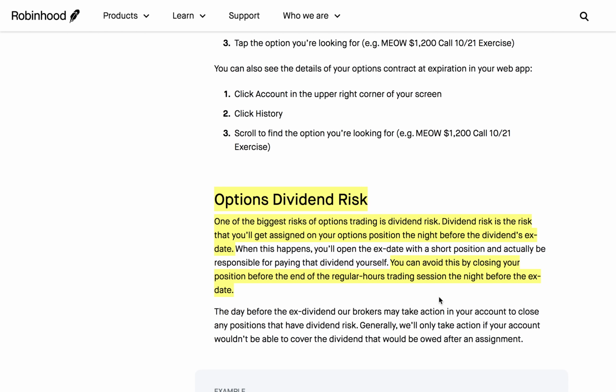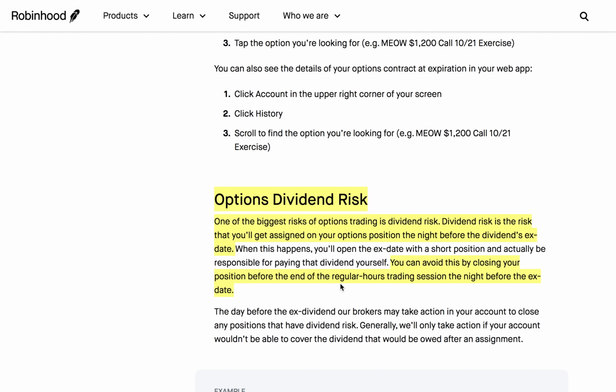Don't let it expire. Now, the other big thing, of course, and I have mentioned this in my last few videos, again, I apologize for not mentioning it in my iron butterfly video, is dividend risk, right? Options dividend risk. One of the biggest risks when trading options is dividend risk. Dividend risk is the risk that you'll get assigned on your options position the night before the dividend's ex-date. You can avoid this by closing your position before the end of the regular trading session the night before the ex-dividend date.